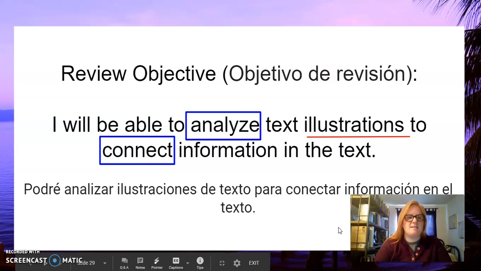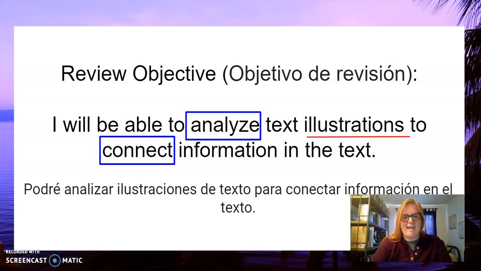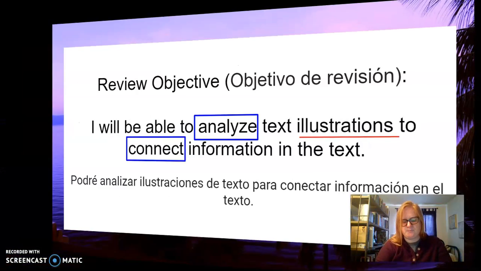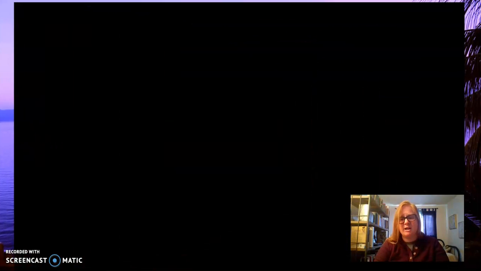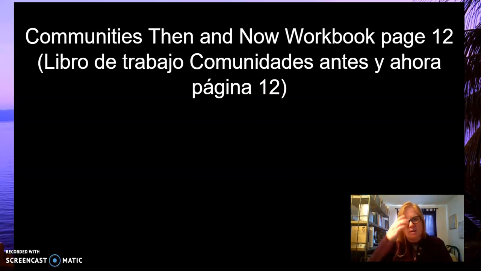So English language arts today. I will be able to analyze text illustrations to connect information in the text. This is a similar activity to what we did last week, where I had you guys do A New Life in Vermont, and you drew lines from the picture to the text where the stuff was happening. So this is very similar.